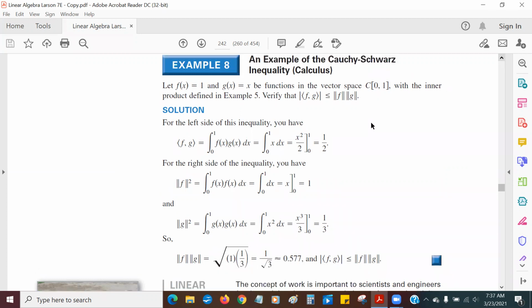Anyway, so here we have f of x equals 1 and g of x equals x. These are two functions, and they're in the vector space C[0,1], which is all the continuous functions on the closed interval from 0 to 1. And they have the inner product defined as in Example 5.